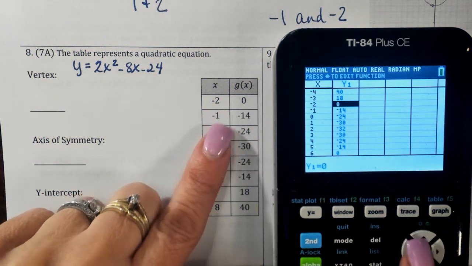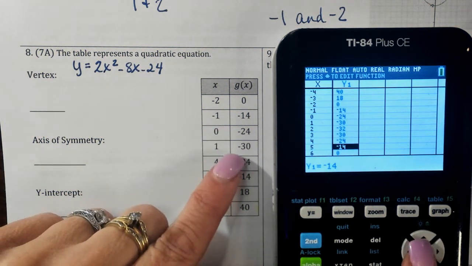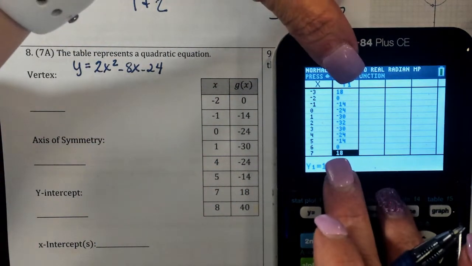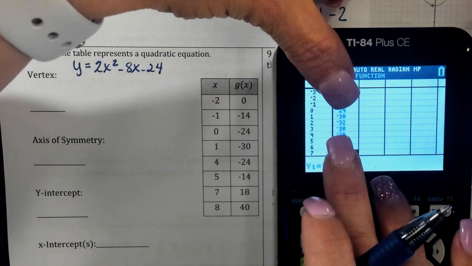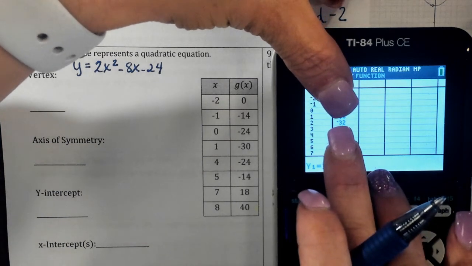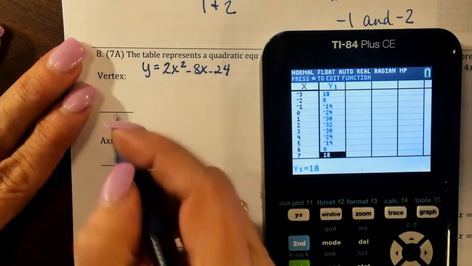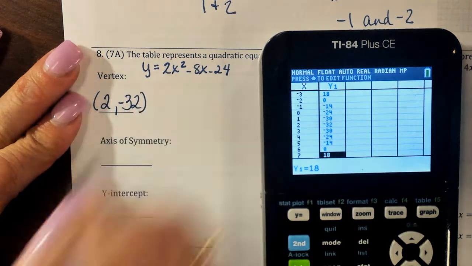Negative 2, 0. Negative 1. Okay, so there it is. So let's see if we can find the doubles. All right, 18, 18, 0, 0, negative 14, negative 14. It's honing in on 2, negative 32. All right, so what's my vertex? It is at 2, negative 32.